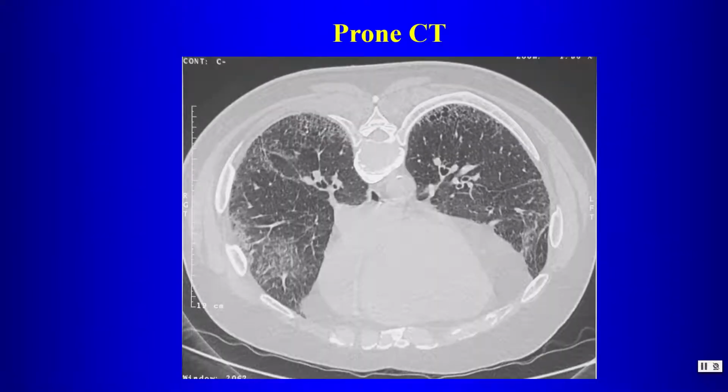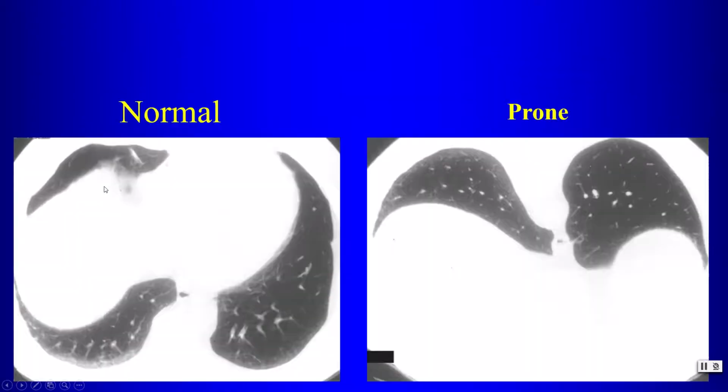Sometimes doing CTs prone can help you because you'd want to differentiate between dependent atelectasis and interstitial lung disease. Dependent atelectasis can give you ground glass opacity, but if we turn the patient prone and it's dependent atelectasis, it should go away. But here we still have ground glass opacity, reticular abnormalities, and some cystic areas representing traction bronchiectasis in the periphery, so this person does have interstitial lung disease.